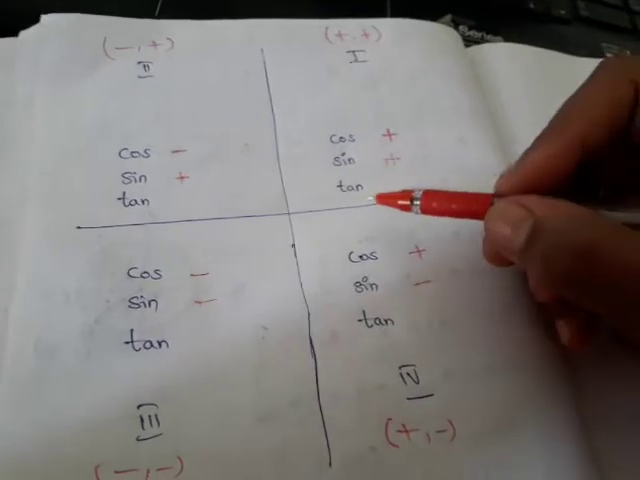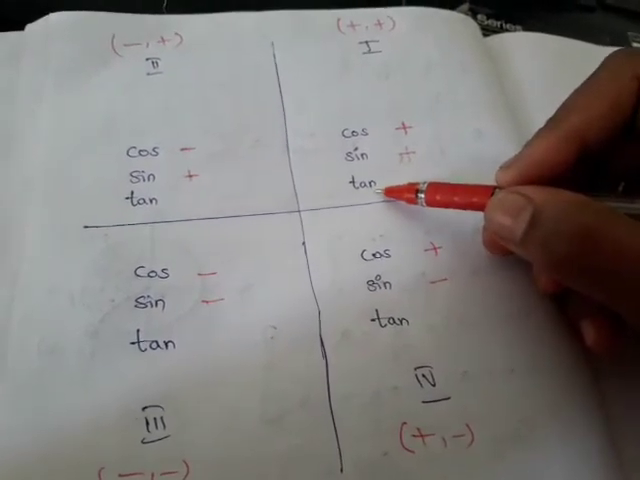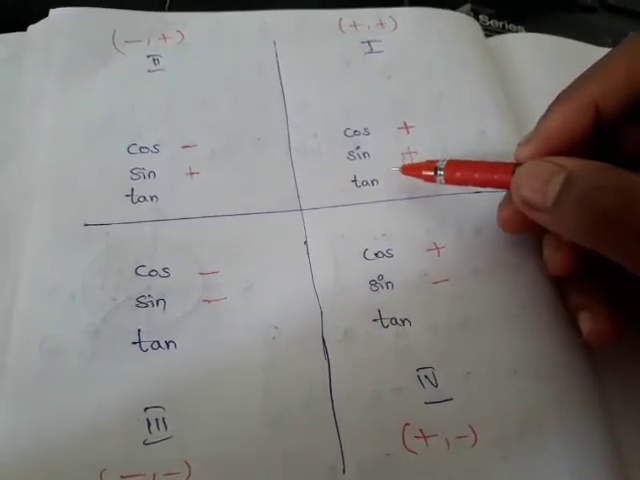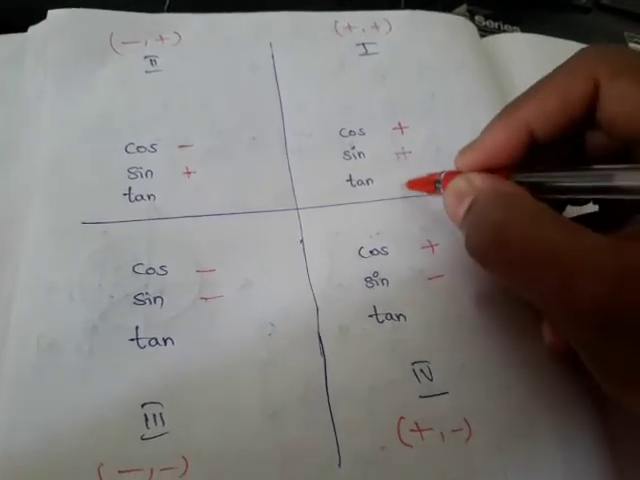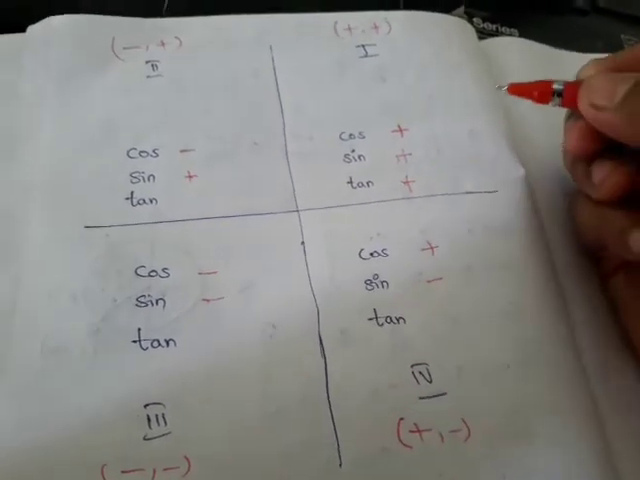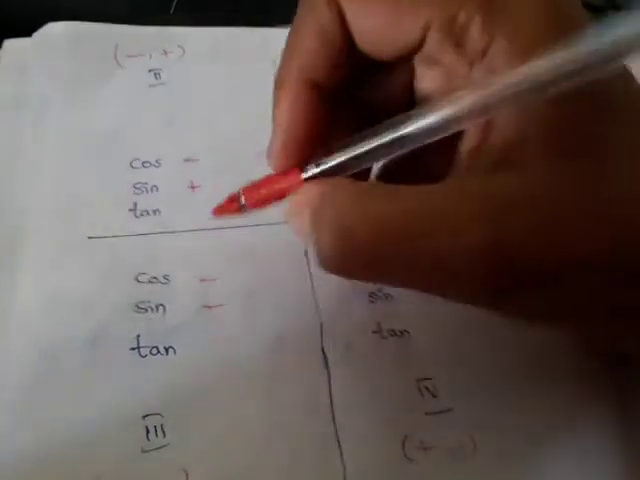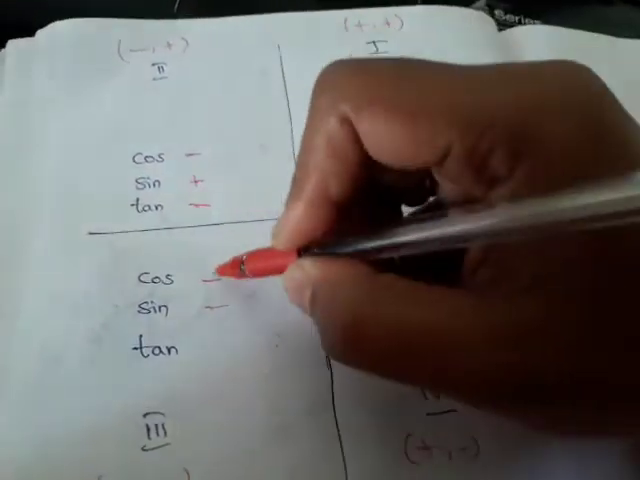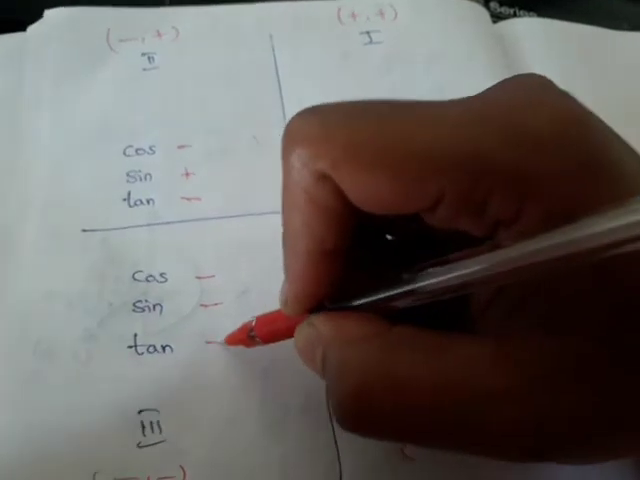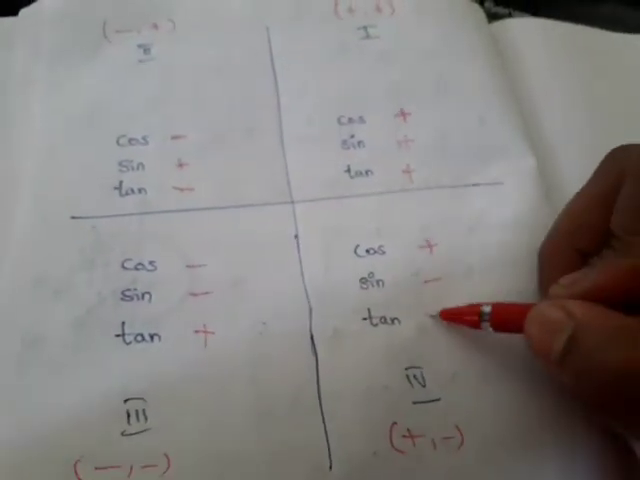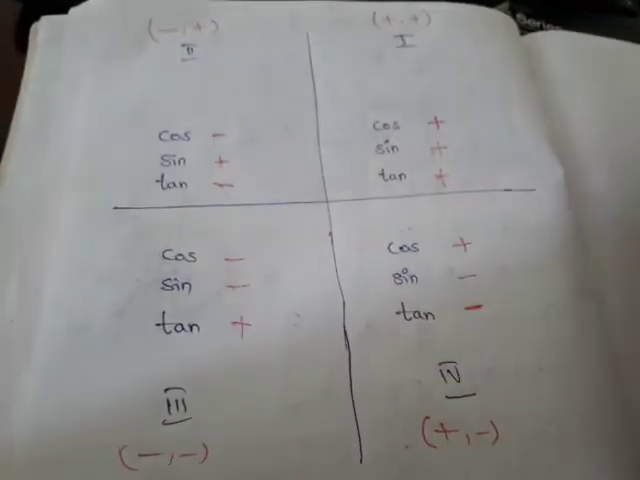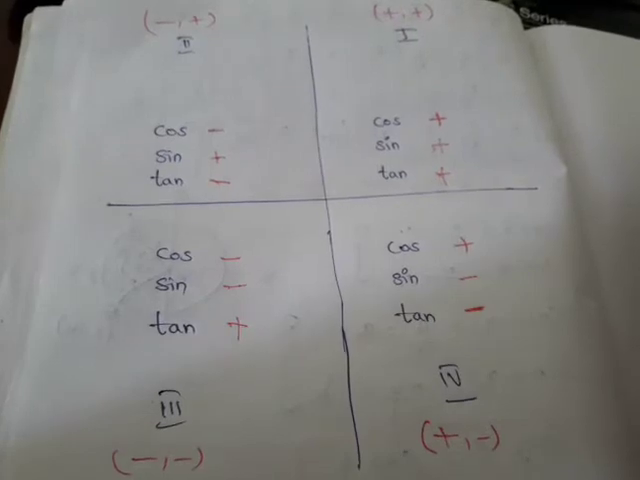Alright, now come back to tan. Tan is the ratio of sine and cos. Tan theta is sine by cos. If both are positive, tan will also be positive. If one is negative and one is positive, when you take the ratio, it will be negative. If both are negative, you will also get positive, because when you take the fraction, both negatives get cancelled. Here it will become negative. So this is how we can assign the sign of the trigonometric ratio.